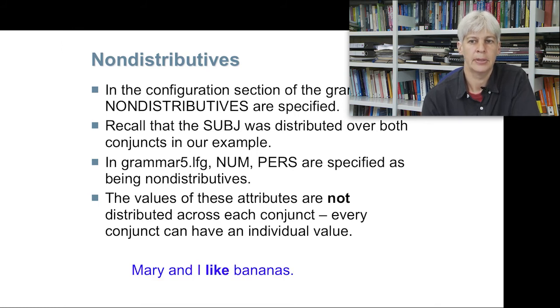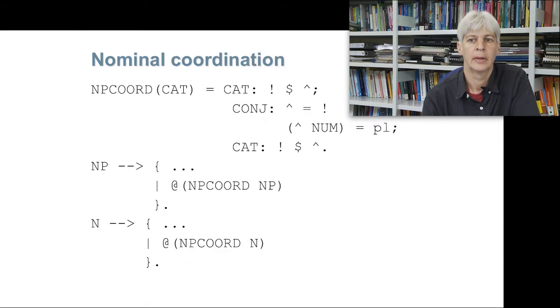Second step, so here, Mary and I like bananas. So number, person, okay, so plural, but also I is first person and Mary is third person. So they can each have their individual feature values.